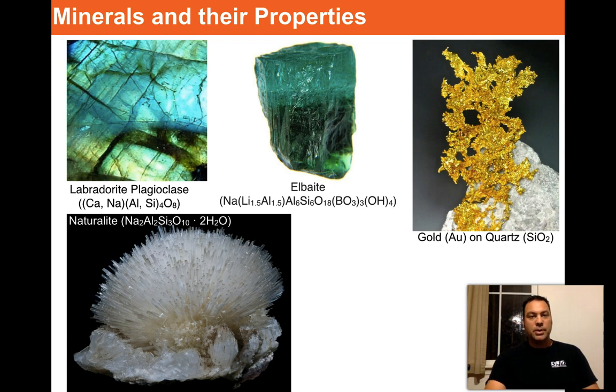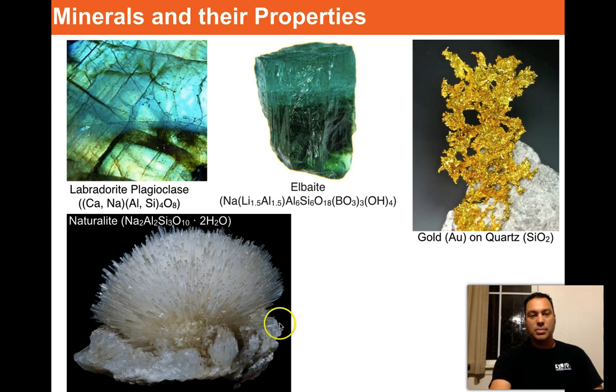Here we've got some minerals just to whet our appetite. Minerals are beautiful things. We have labradorite plagioclase, which is a very common mineral on Earth, but the labradorite variety is actually really beautiful. It gives you this green and yellow and blue color. Elbaite, which is another mineral that is used in some gems. Of course, gold, right? This is actually a mineral. Gold is a mineral, not just a metal. And it grows in this crystal shape, right on another mineral named quartz. Quartz is this stuff right here behind it.